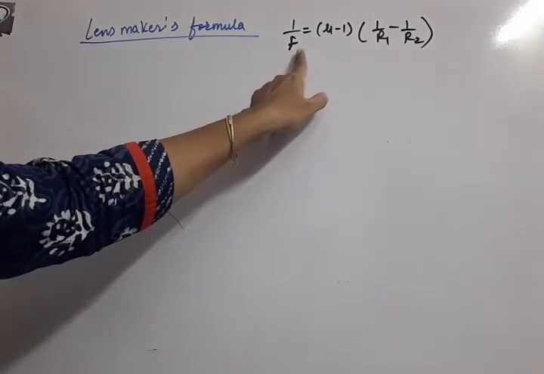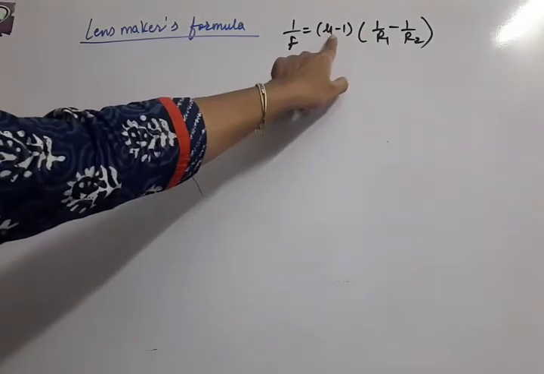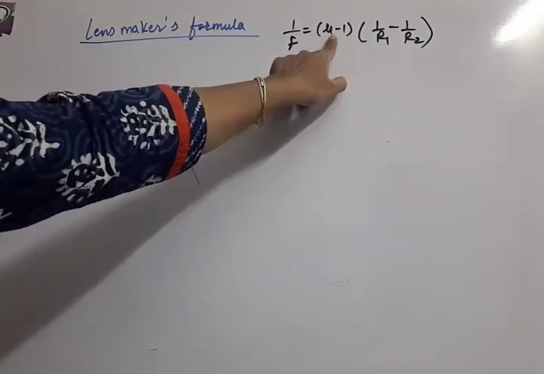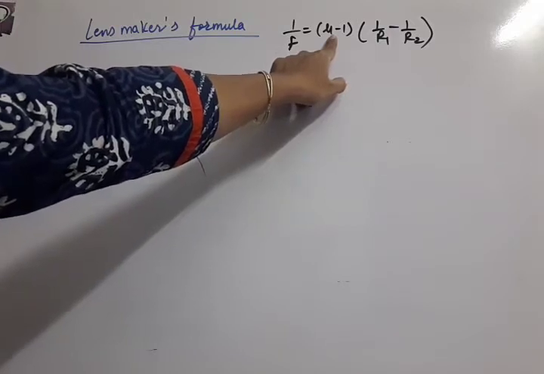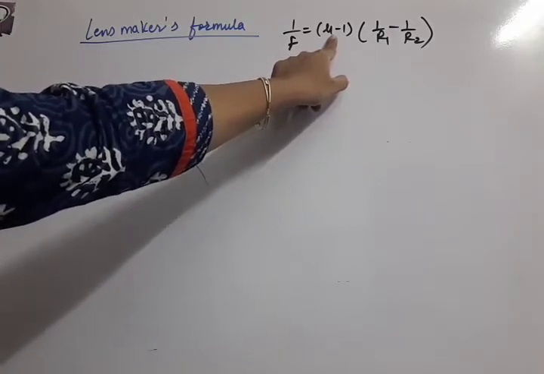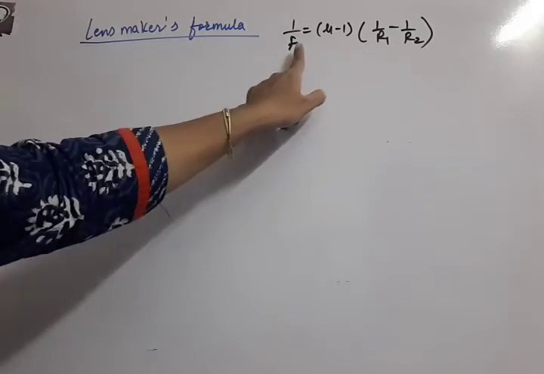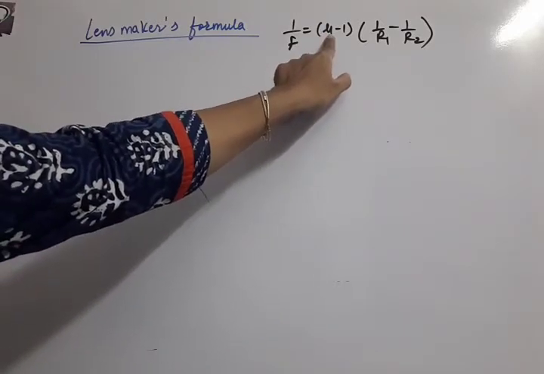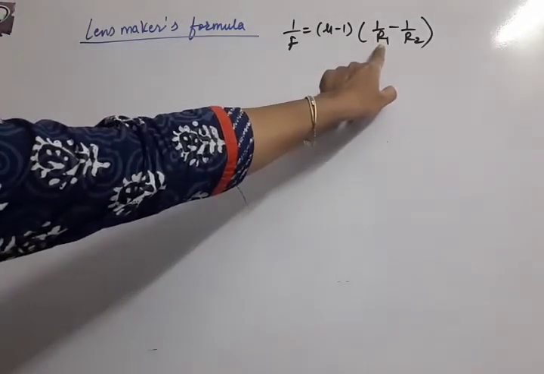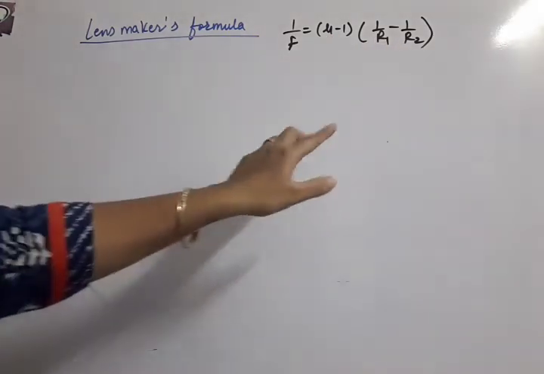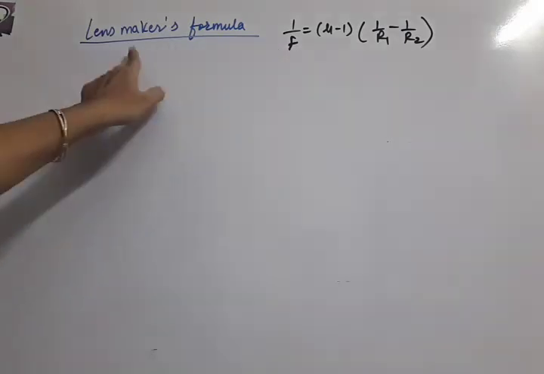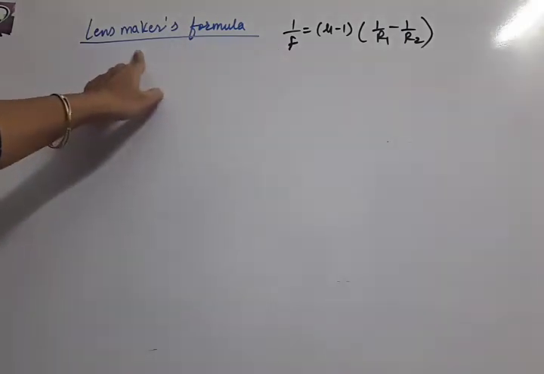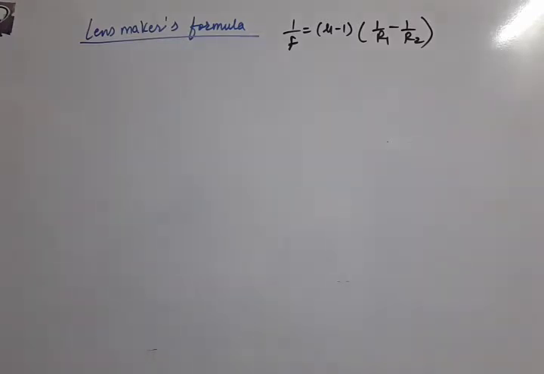So the relation between focal length, the medium's refractive index, that means generally the lenses are made up of glass and glass has mu 1.5. So the relation among focal length, refractive index of the material of lens and radii of curvature of both the sides, that relation is called Lensmaker's formula. Okay, now we are going to derive this Lensmaker's formula. So let us start now.